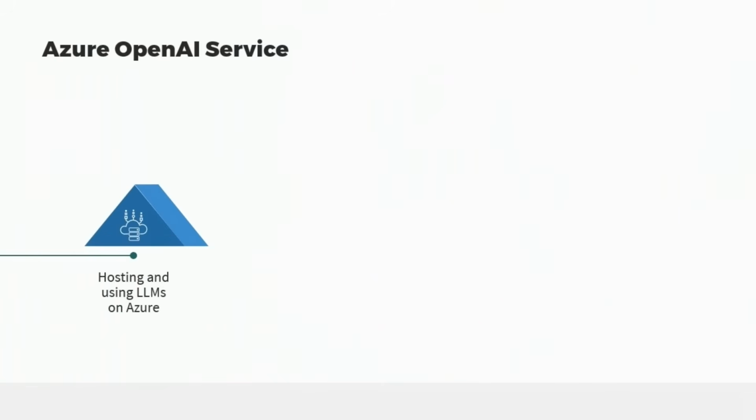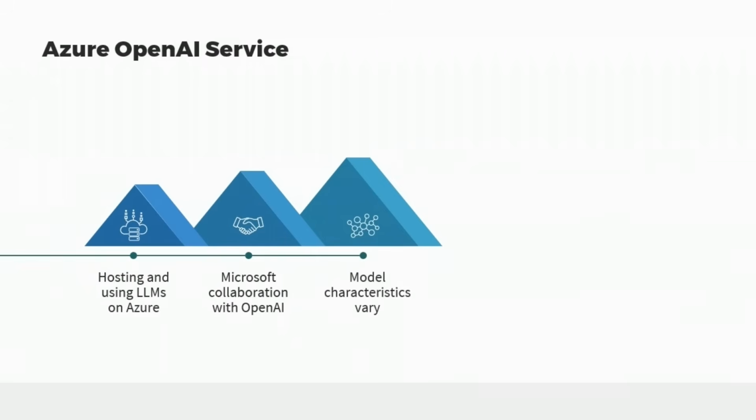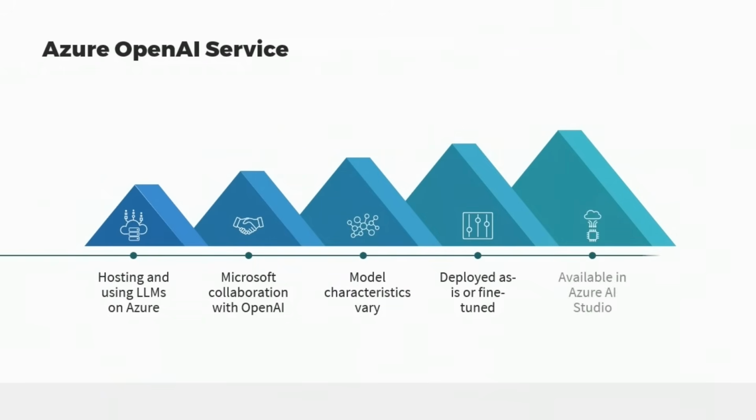Azure OpenAI Service is for using and hosting large language models, combining OpenAI's advanced models with Azure's security and scalability. Microsoft's collaboration with OpenAI provides Azure OpenAI users access to the latest language model developments. Models vary in speed, cost, and task-specific performance. Models can be deployed as is or fine-tuned with custom data, and developers can work with these models in Azure AI Studio, a web-based environment for deploying, testing, and managing large language models that support generative AI app development on Azure.